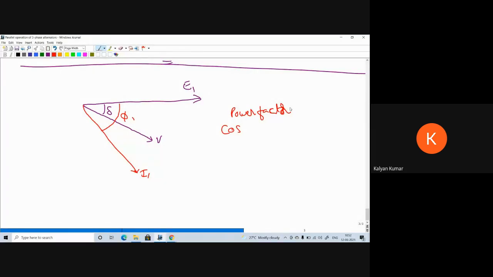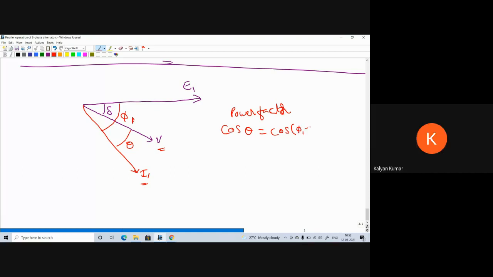Power factor definition. Cosine of the angle between voltage and current, sir. Here voltage V is the terminal voltage, current I1. So if I take this angle as theta, cos theta equal to how much? How does cos theta come? I know phi 1 and delta. Phi 1 minus delta.